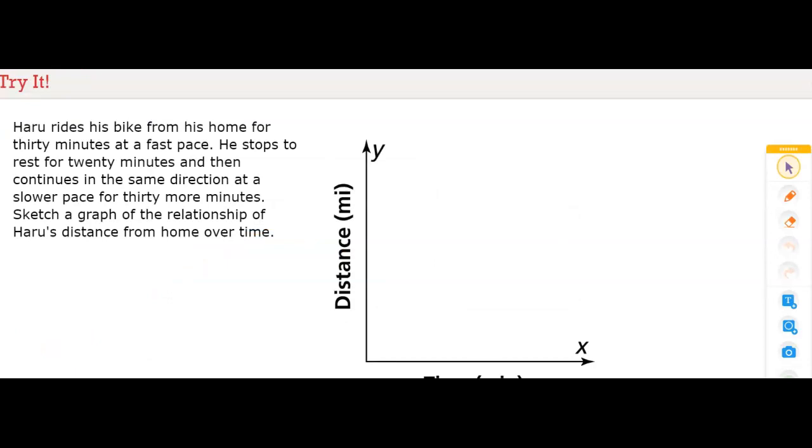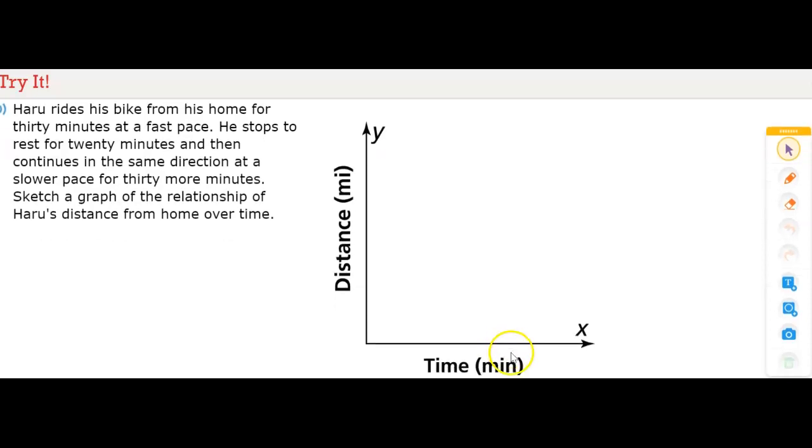Haru rides his bike from home for 30 minutes at a fast pace. He stops to rest for 20 minutes and then continues in the same direction at a slower pace for 30 more minutes. Sketch a graph of the relationship of Haru's distance from home over time. So they set up the graph for us already. We have distance as our y and time as our x, that's the minutes, distances in miles. All right, so without numbers, again, this is just a sketch.